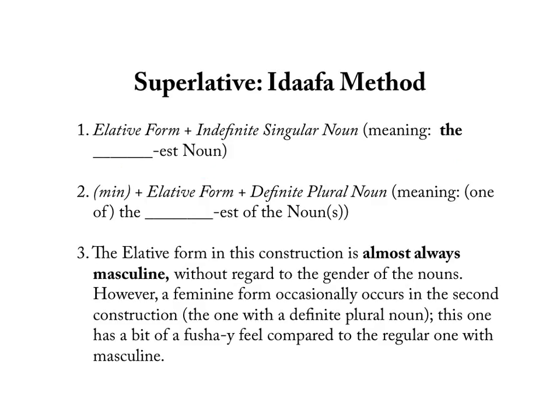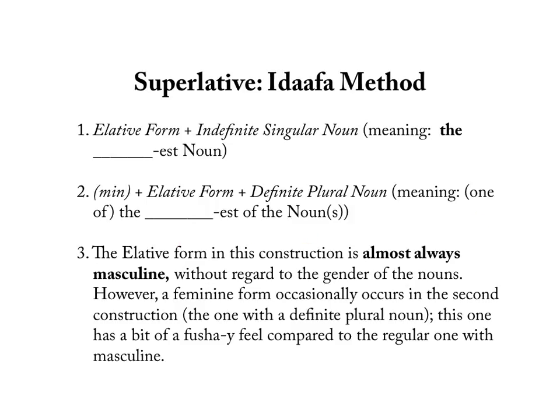Okay? The second way of doing the elative is with a definite plural noun. Here you can have an optional min, then the elative form, and then a definite plural noun. And this means the biggest of the. So the min is optional, so you can say Akbar al-Mudun, biggest of the cities, or min Akbar al-Mudun. The min ahead of this form means one of. So min Akbar al-Mudun, one of the biggest of the cities.